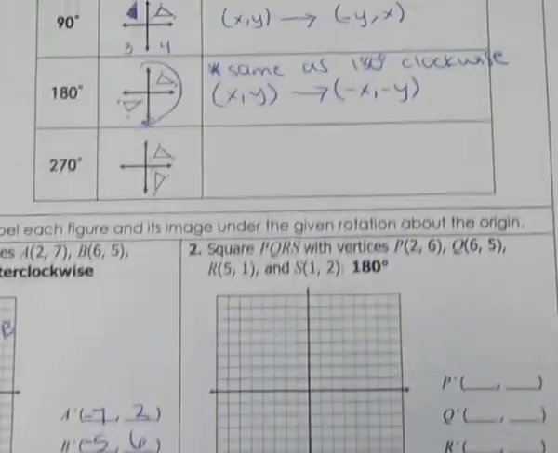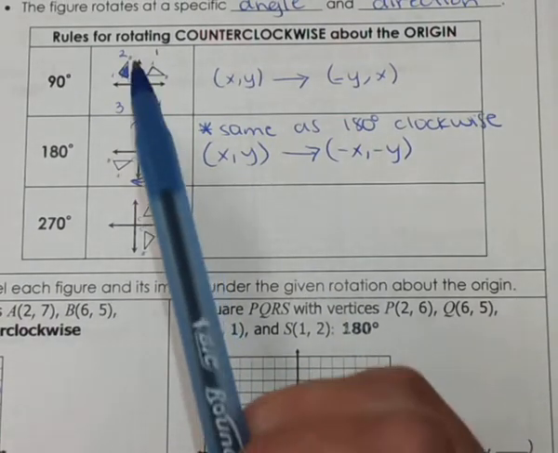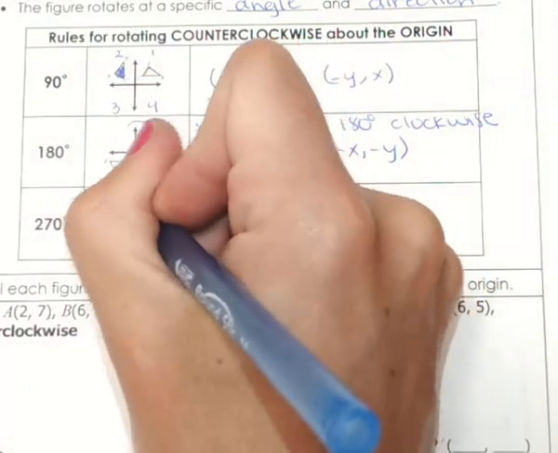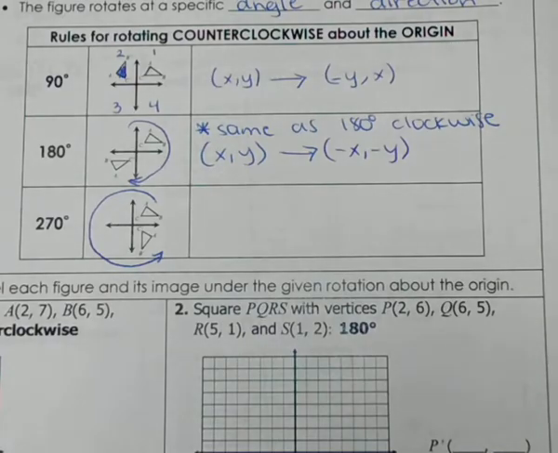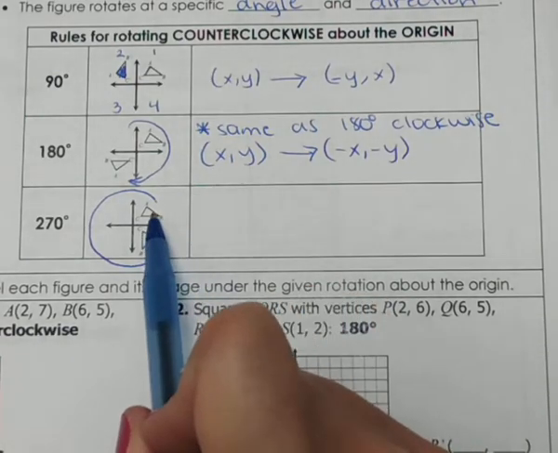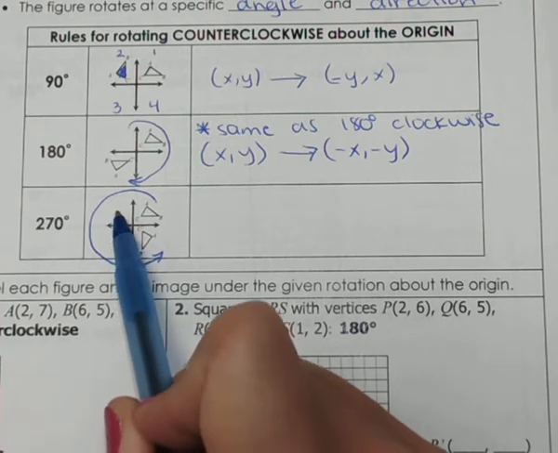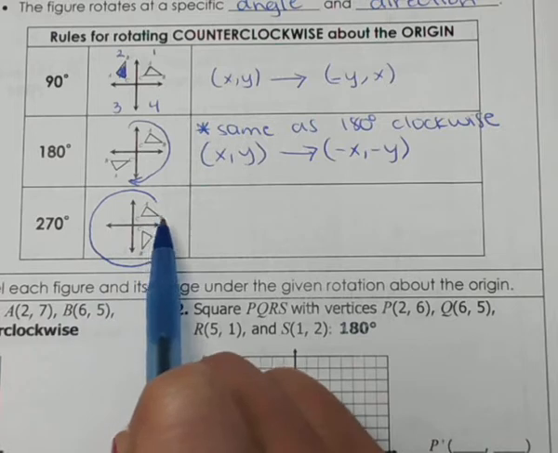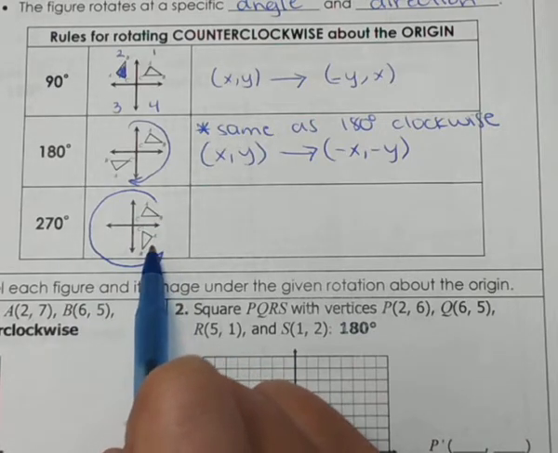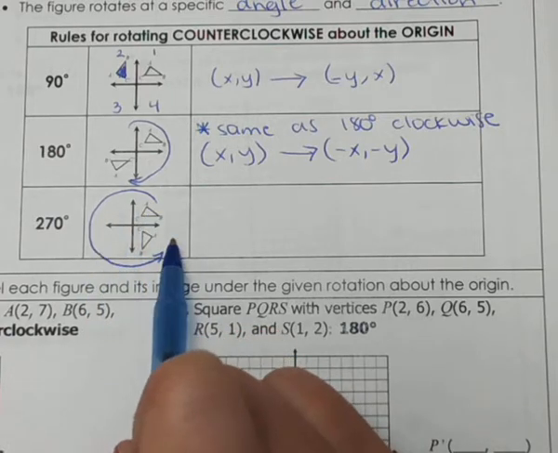All right, last rule for today is our 270. 270 counterclockwise. Remember, counterclockwise is going this way. Look at the clock in your house. It's the opposite of clockwise. Here's our pre-image in quadrant 1. 90 degrees is quadrant 2. Add 90 more. We're at 180, which is quadrant 3. Add 90 more to 180, and now we're at 270 in quadrant 4. Now remember, this is only if we start in quadrant 1, and then we go counterclockwise.